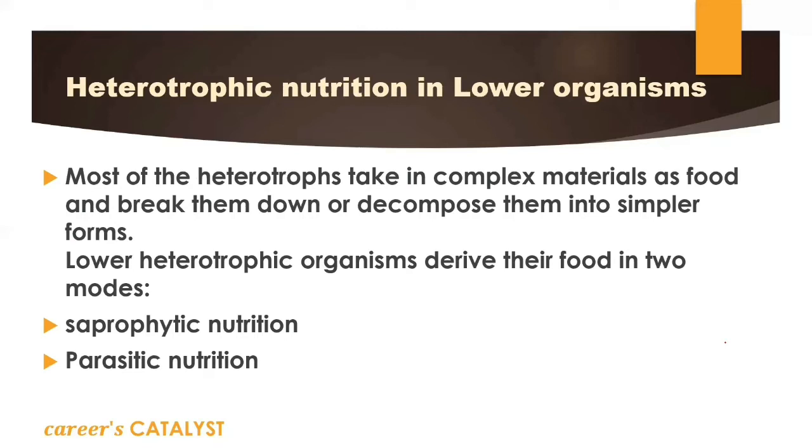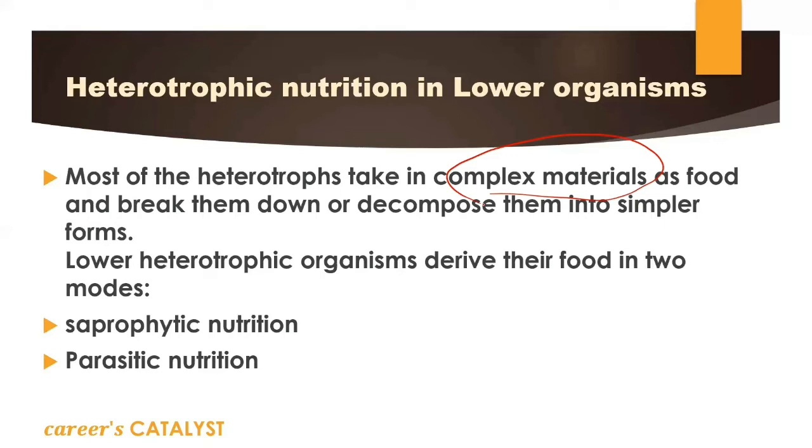Now we will differentiate or categorize the heterotrophic nutrition in lower and higher groups of organisms. As we know, the consumer group is very large. So there are a few organisms which are defined as the lower group of organisms, and a few which are defined as the higher group of organisms. So according to their level of organization, the mode of nutrition is also divided here. Most of the heterotrophs take complex material as food, and obviously they break it down and decompose it into simpler form.